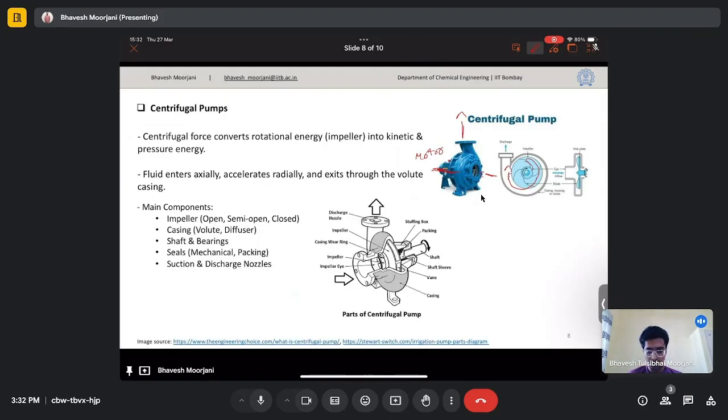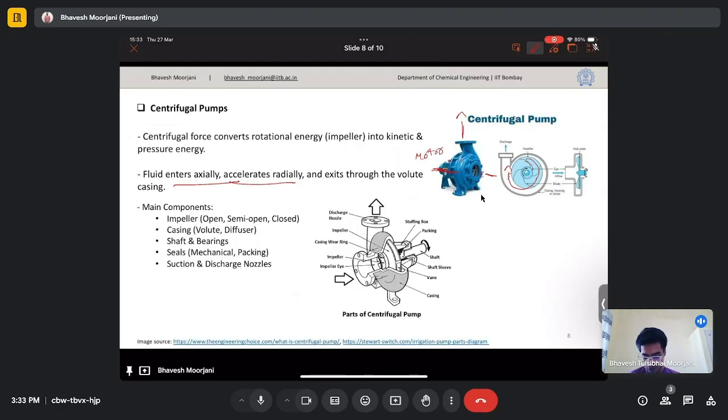The throat area of the discharge is small, which converts the kinetic energy of the fluid into pressure energy. Thus we get a higher pressure value on the discharge side. So fluid enters axially, accelerates radially and exits through the volute casing. The volute casing is this pump casing, which increases the pressure area.